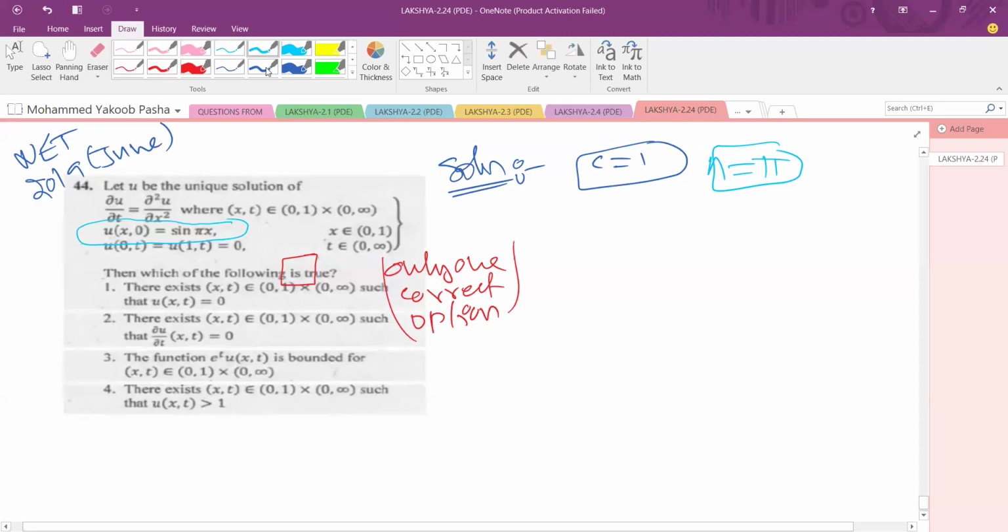That is U of x comma t is equal to e power minus n square, that is pi square, t into sin pi x. This is my general solution. Okay. Now option A, option 1: there exists (x, t) belongs to 0 comma 1 cross 0 comma infinity such that U of x comma t is equal to 0.